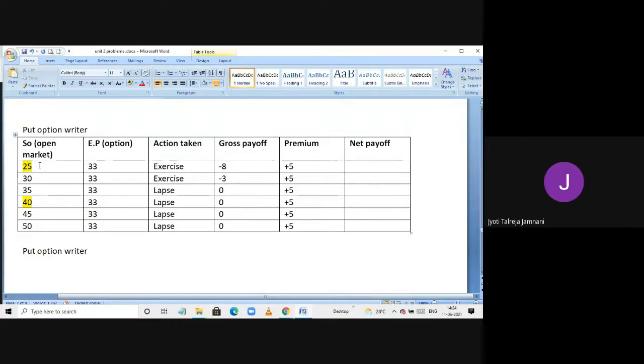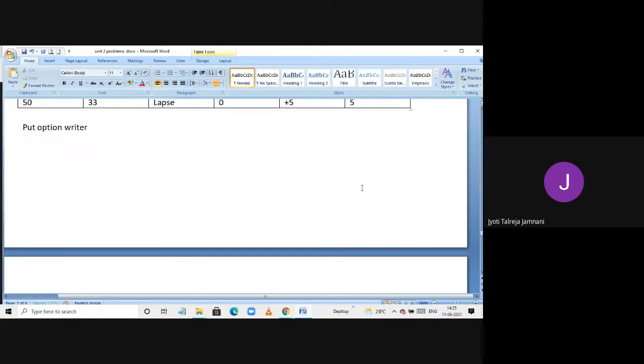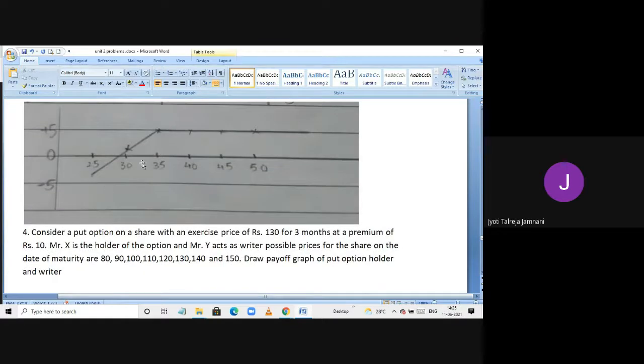So he cannot go to the market. He is obliged to buy from Mr. A. So he buys it for 33 and says, oh God, I lost 8 rupees. If I had not been obliged, I would have gone to the market and bought it for 25. So when the holder is gaining, the writer will lose. So minus 8 plus 5, the net payoff will be minus 3. Then minus 3 plus 5, the net payoff will be plus 2. And after that, everything is 5, that is plus 5. So here you can see the put option writer's graph is correctly done.